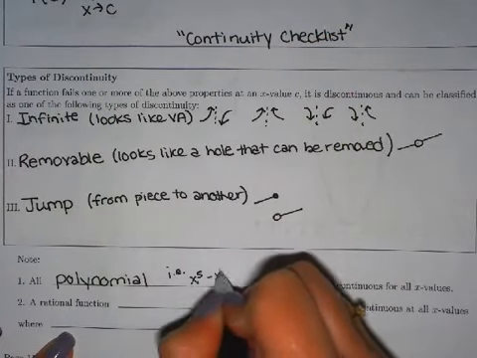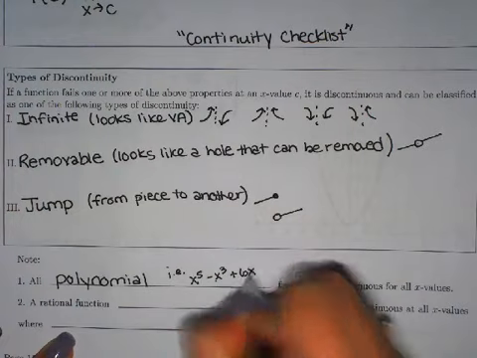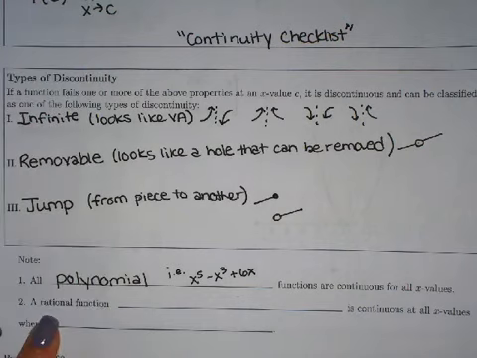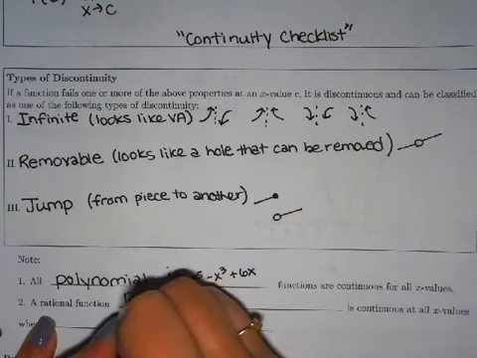So we can give ourselves an example. X to the 5th minus x cubed plus 6x. Something like that. That's going to be continuous everywhere. Nothing makes you divide by 0 or take the square root of a negative number. There's nothing illegal that's going to happen there.